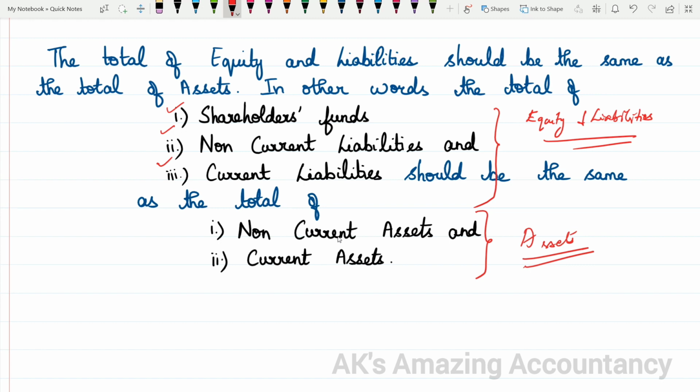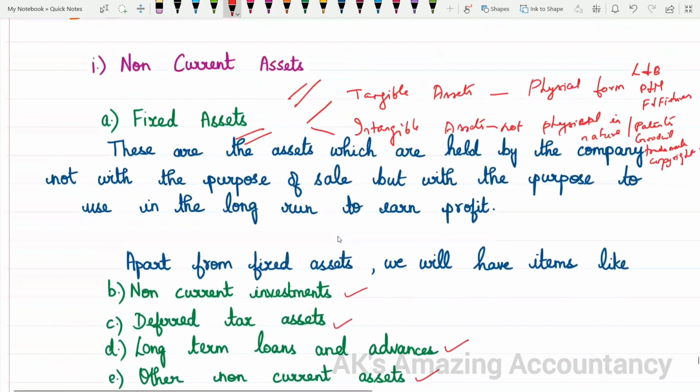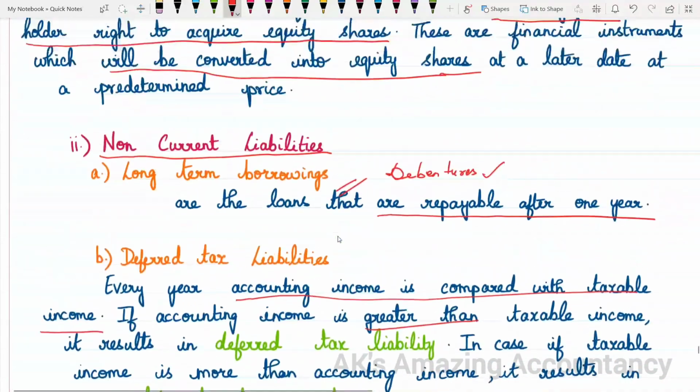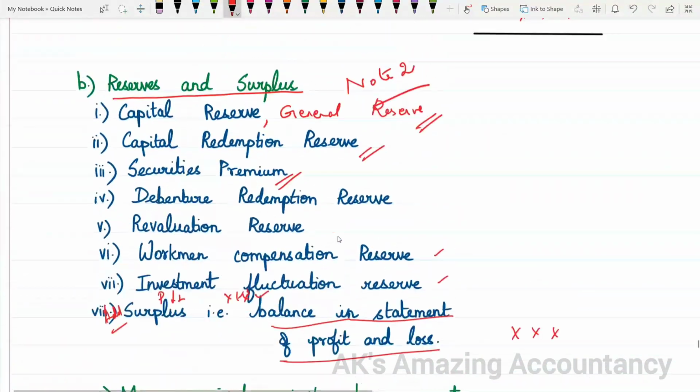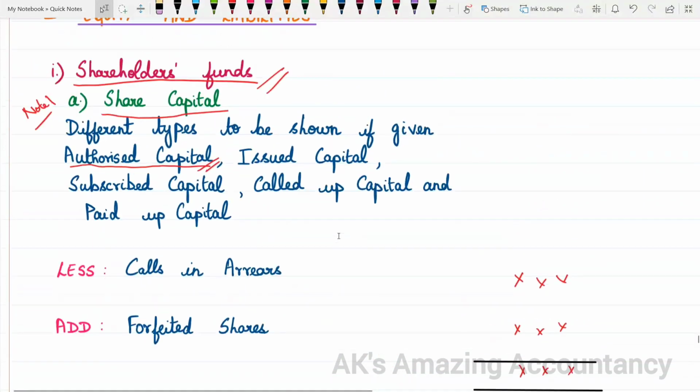We'll say that the balance sheet tallies, isn't it? Only if the total of equity and liabilities is the same as the total of assets, we will say that the balance sheet tallies, and then only your answer will be considered as correct. Okay. So, what is very important is memorizing the contents of the balance sheet. So, you have to be very thorough with the format. So, this is the simple format which we have for the company's balance sheet. Okay, I hope you are able to understand clearly.